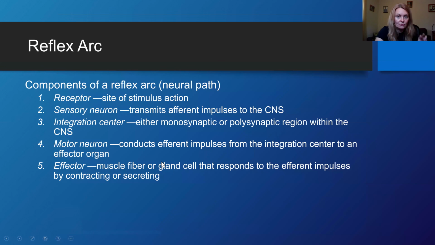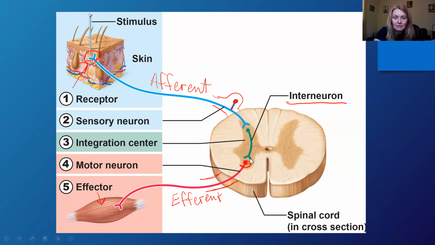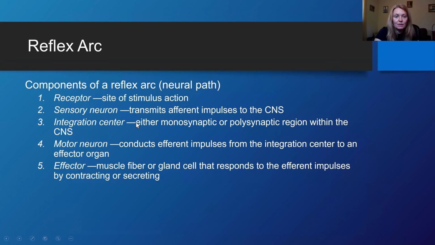So now let's look over here. The receptor is the site of stimulus action. The sensory neuron transmits afferent impulses to the CNS. The integration center can be either monosynaptic or polysynaptic. This is already polysynaptic, because we have 1, 2 synapses. And it can be your brain or your spinal cord, but it needs to be a region of the CNS. Then the motor neuron conducts efferent impulses from this integration center to effector organs.